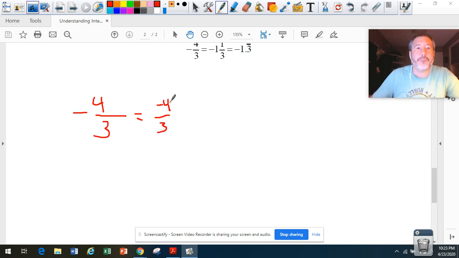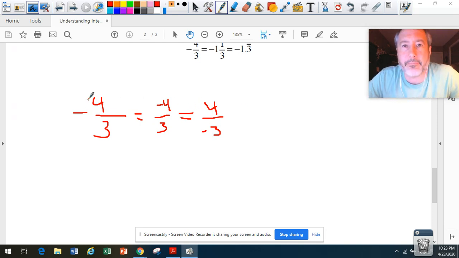Okay, negative 4/3, which is also the same as positive 4/3. All of these three fractions here are exactly the same. There's nothing different about them at all. So just so you understand that. Okay. And that's all we have here on the lesson. So it's pretty basic to understand.